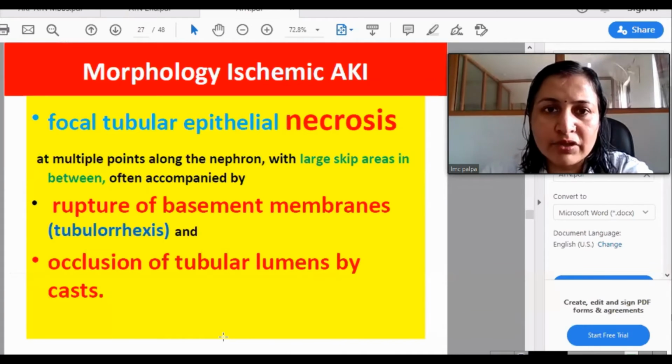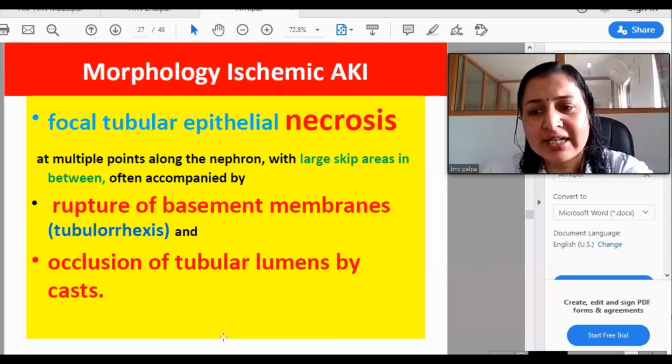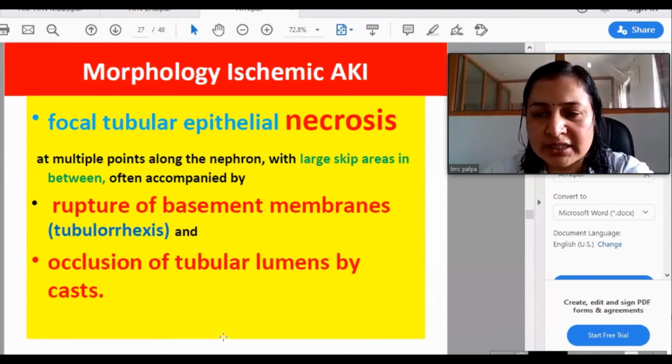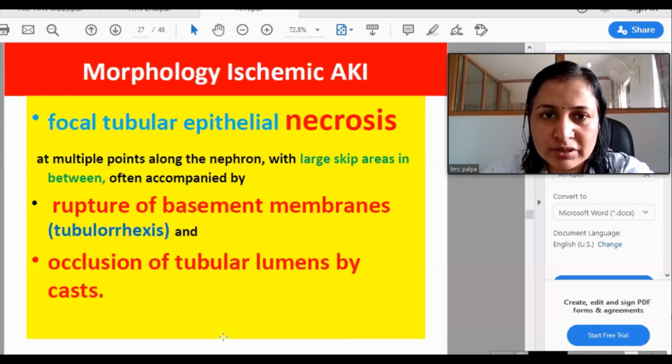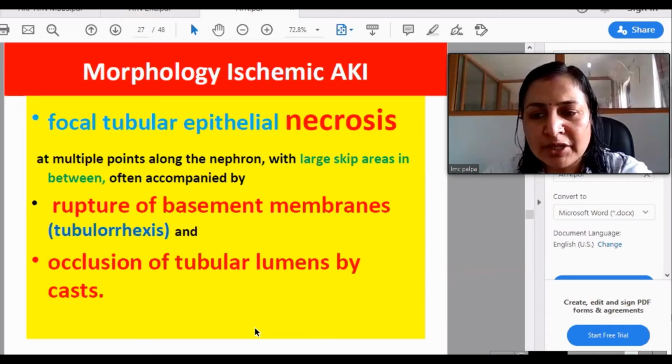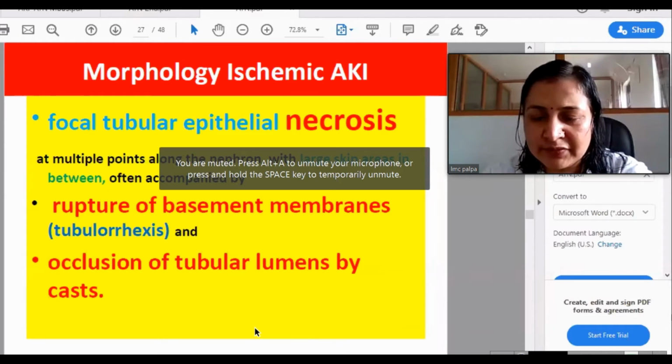Now, what happens in morphology? As we are saying again and again, on one side there will be detachment of epithelial cells and increasing intraluminal or intratubular pressure. On the other side there will be ischemic necrosis. So in morphology also you will see the same thing: focal tubular epithelial necrosis at multiple points with skip areas, because the vascular injury may not involve everything uniformly. There are many feeding vessels.